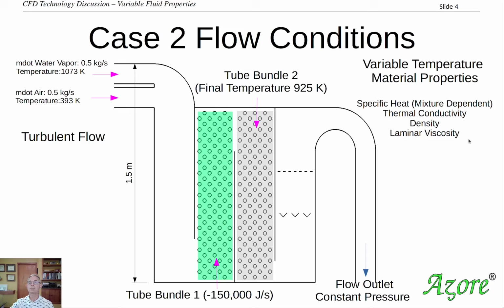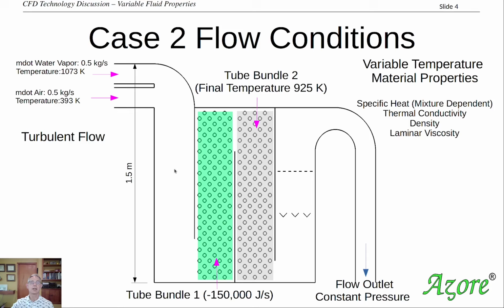That's what they're expecting, and they would like us to set up our CFD model to achieve that. For the fluid properties, we're going to assume that the specific heat, thermal conductivity, density, and laminar viscosity all vary by temperature. But they also vary based on their mixture composition, which means, for instance, we have our air and steam mixing together.